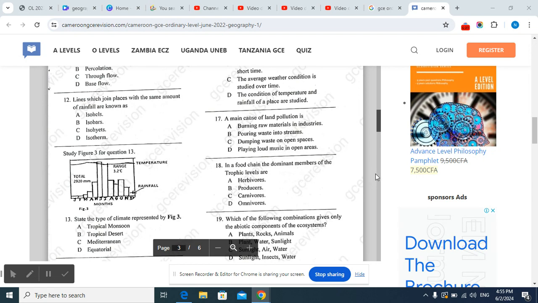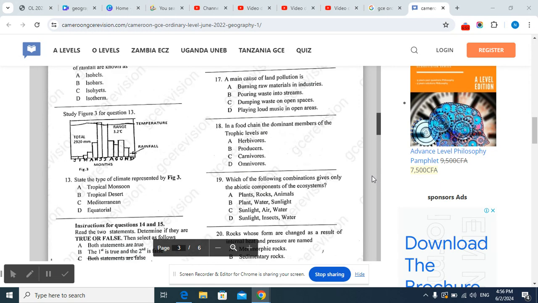Okay. Study Figure 3 for question 13. State the type of climate represented by Figure 3. The answer is D.